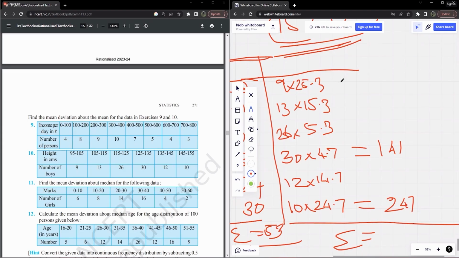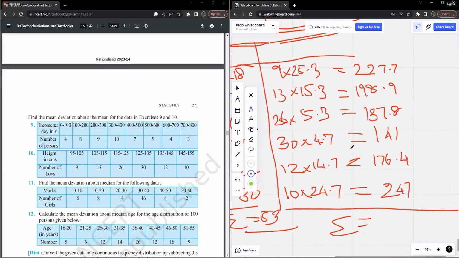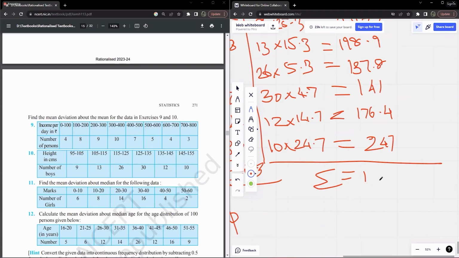This is going to give me 227.7, if not wrong. Right? This is going to be 198.9. This is going to be 137.8. And this is going to be 176.4. So your sigma is going to basically be 1128.8.